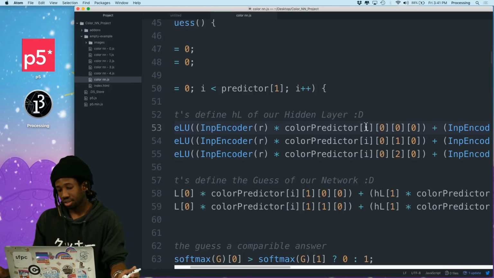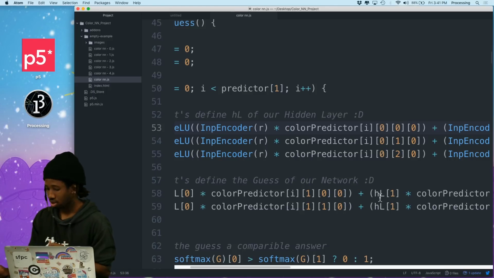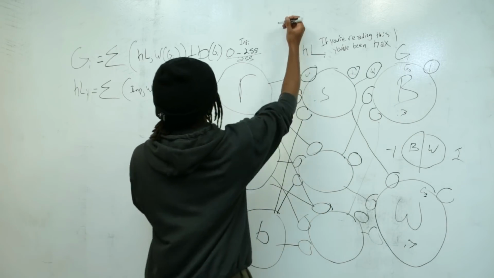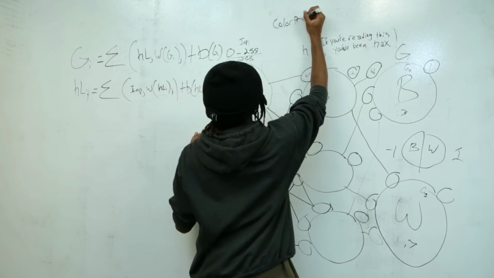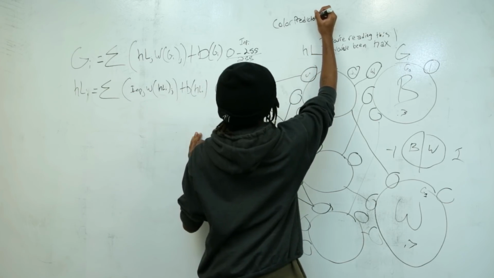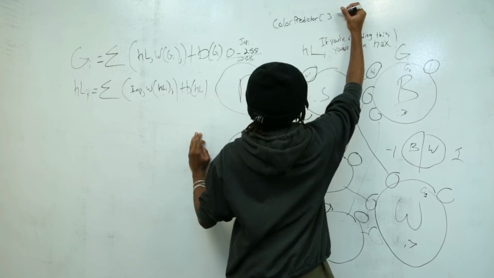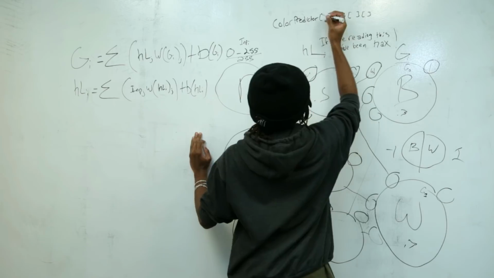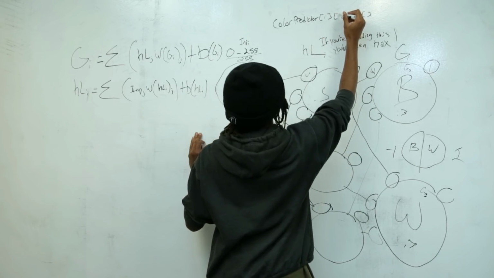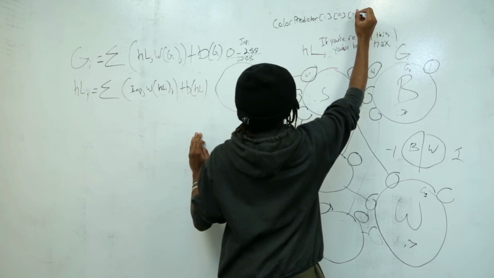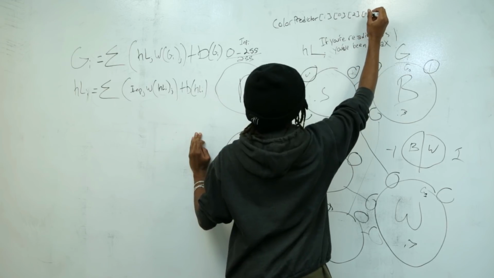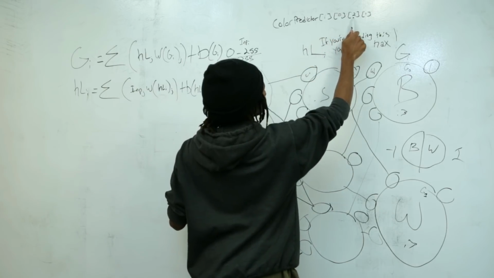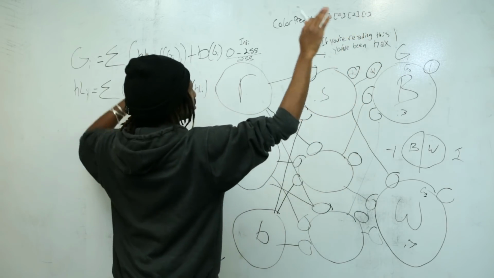So color predictor 0, 0, 0. I'll go over this. I think it's important. So the function color predictor variable. There are all these different dimensions to it, and I think it's important to go over what the dimensions mean. So let's just get 2, and then let's do 1. So what does this mean? If you have color predictor i, 0, 2, 1, what does that mean?